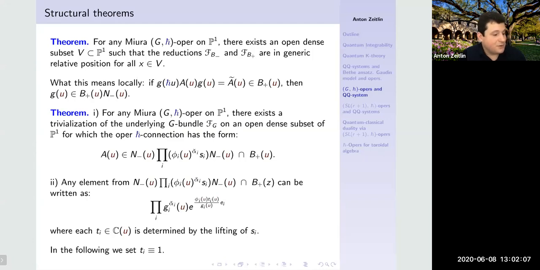Okay, so here is the explicit expression for the Miura oper, the operator corresponding to Miura oper. In the case of SL2, this is just the product of the Cartan element and the exponential of E, the only Chevalley generator that lies in the positive part. All right, and there are elements.